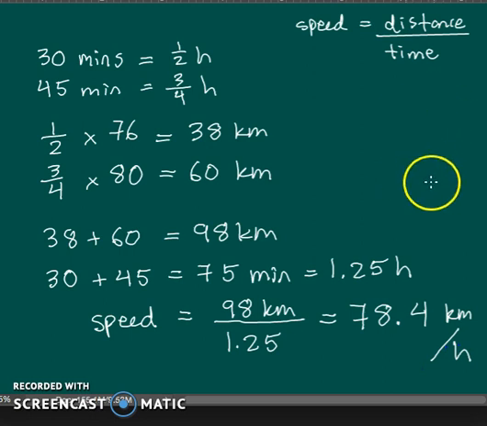And when you think about it, considering she traveled part of the journey at 76 kilometers per hour and part of it at 80 kilometers per hour, it makes sense that it would be somewhere in the middle.